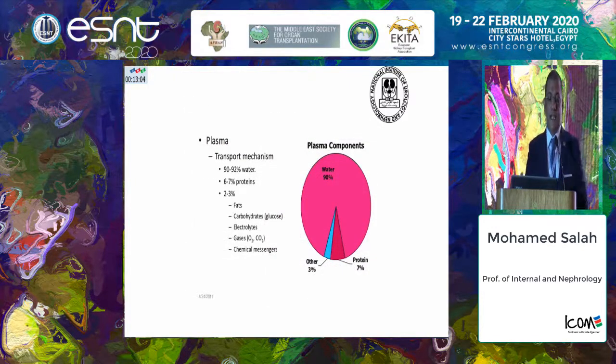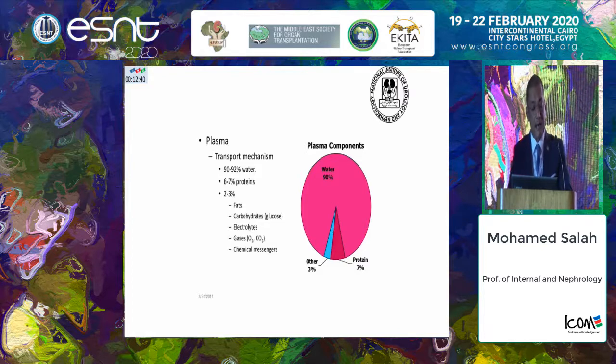As we all know, plasma constitutes the soluble form of blood after taking out the cellular components of blood. Plasma basically consists of water in around 90%, 6 to 7% proteins, and around 3% other substances such as fats, carbohydrates, namely glucose, electrolytes, gases, and chemical messengers.